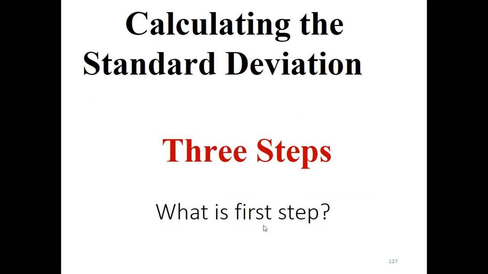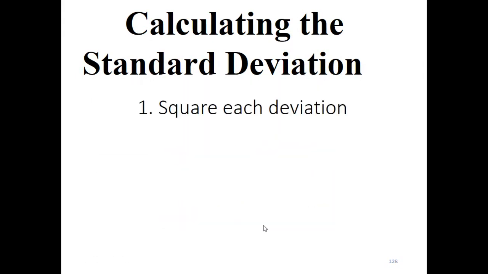Okay, now that we have the deviations, what are our 3 steps? Well, what's the first step? Once we have the deviations and if we want to calculate the standard deviation, what's the first thing we do? Okay, we square those deviations.